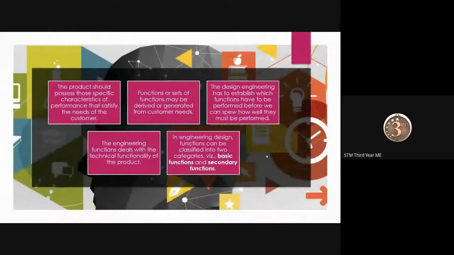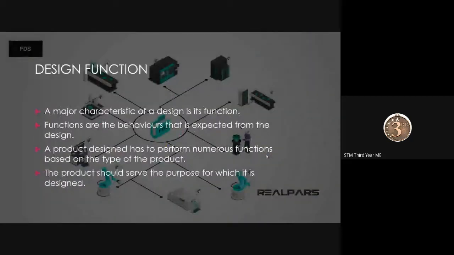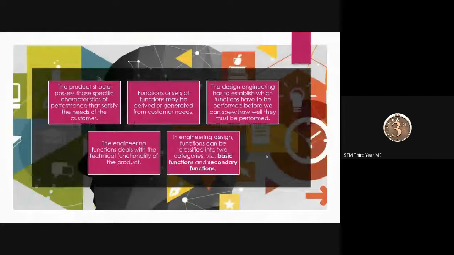Okay, next one is design function. You have seen that model question paper, and in the question paper itself you could see that all or the majority of the questions were based on product design, right? So designing is an important part of this module. Based on design there are basic topics and those are all important. Under design functions there are basically two functions you can see here.